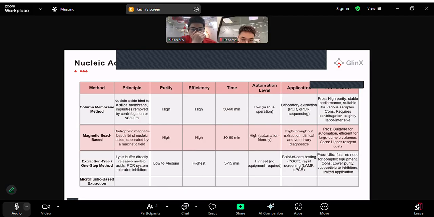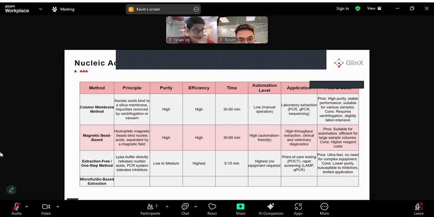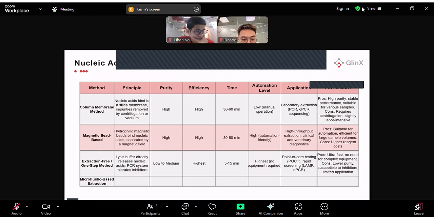Well, it offers excellent purity and scalability. And the downside is it requires specialized equipment and has higher reagent cost than the first method. But this kind of method can be fully automated.